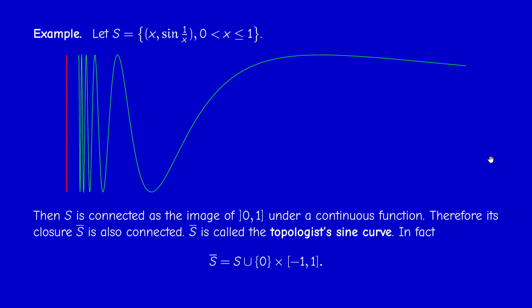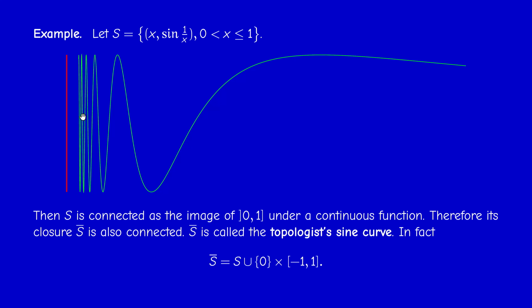Let us prove this first, and then I will prove that S bar is not path connected. So S bar is connected but not path connected. This should be intuitively clear because we cannot join (0, 0), for example, or any point on the red line here to a point in the green curve.